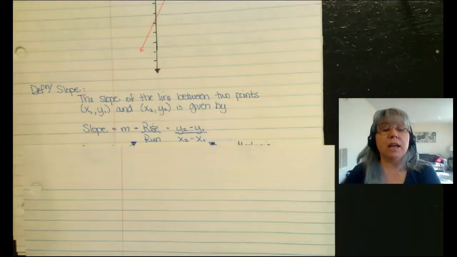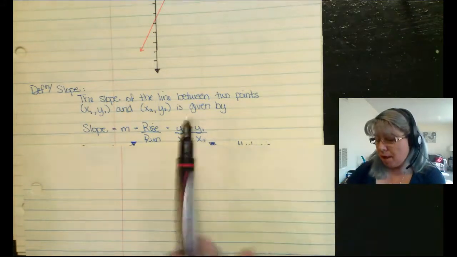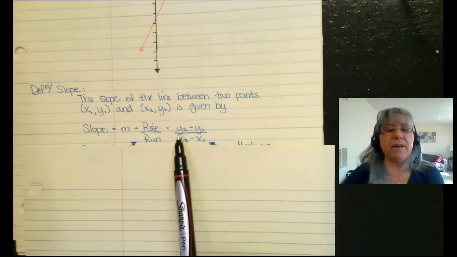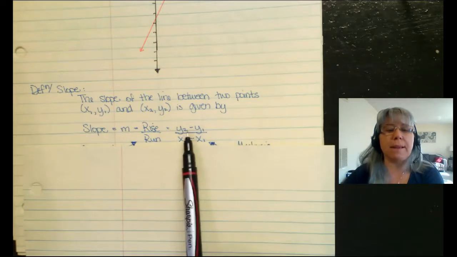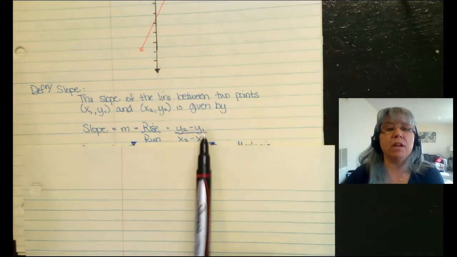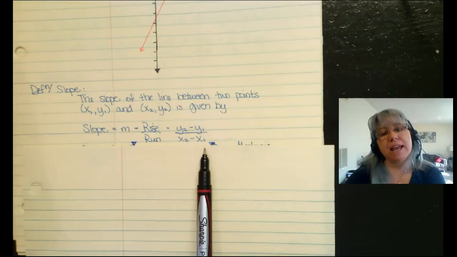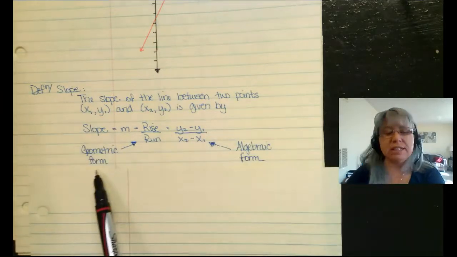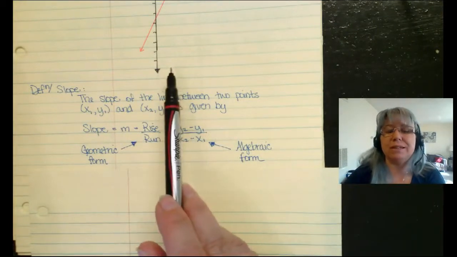Now the slope of the line, if we are given 2 points or we figure out 2 points, is going to be the rise over the run. Or if I have 2 points, it's y of the second point minus y of the first point, all over x of the second point minus x of the first point. The rise over the run is the geometric form.